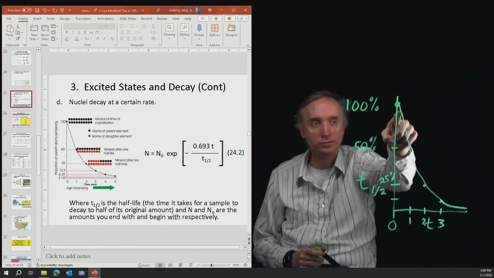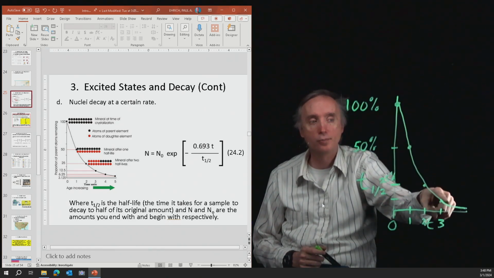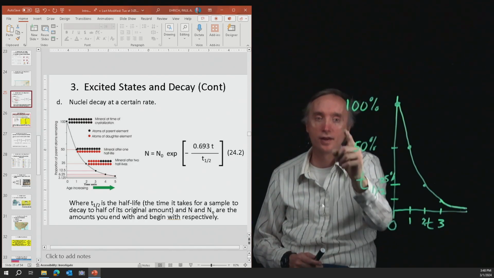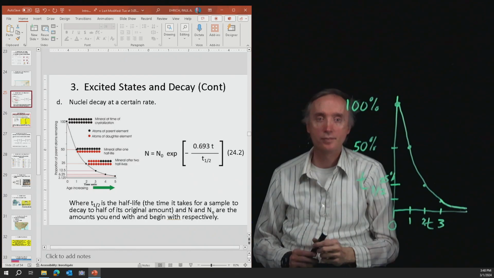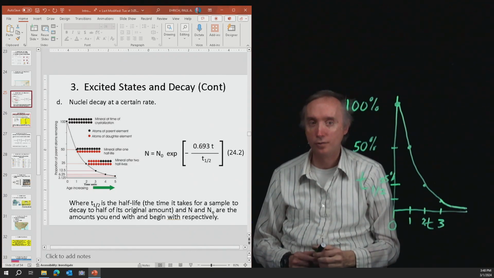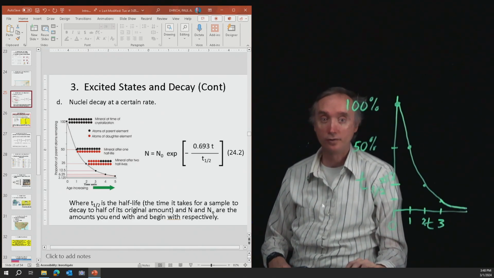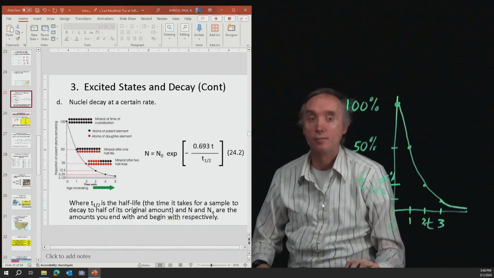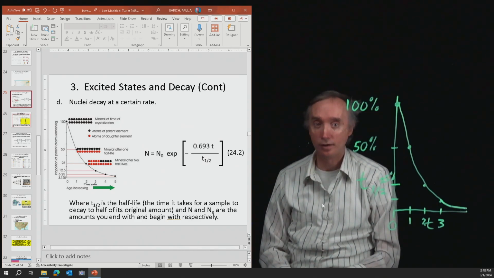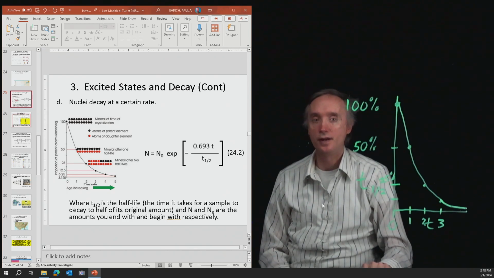Well, this chart, this thing right here, can be represented mathematically. And so that's what that formula is. So that mathematical formula says N, which is going to be the amount of radioactive substance that is left over, is going to equal the amount of radioactive substance you began with, so that's N sub 0, and then the exponential of the negative of 0.693 times the amount of time that has elapsed, divided by what the half-life was.